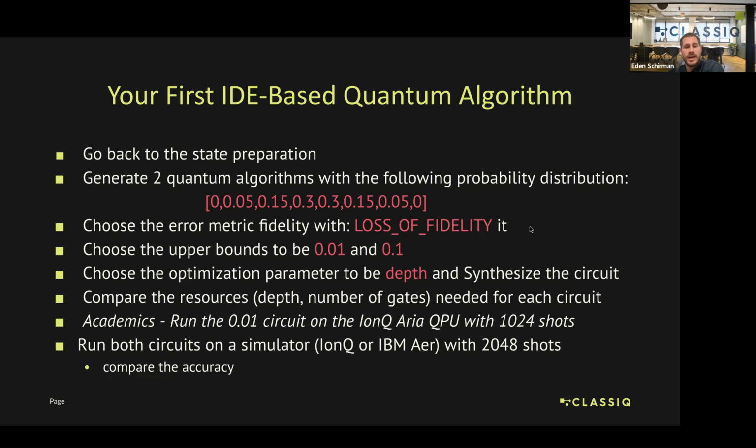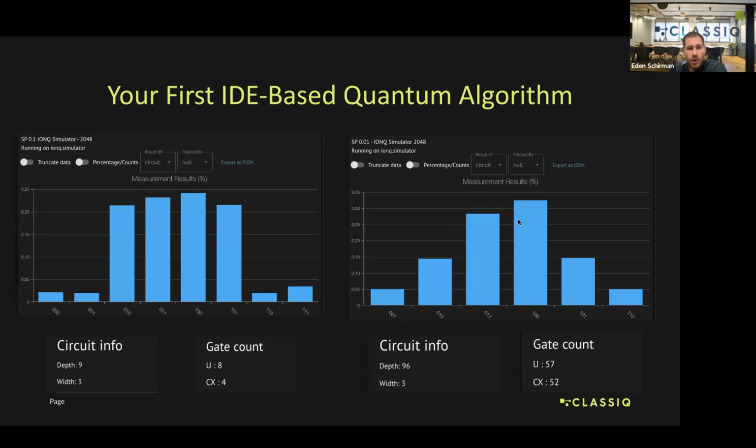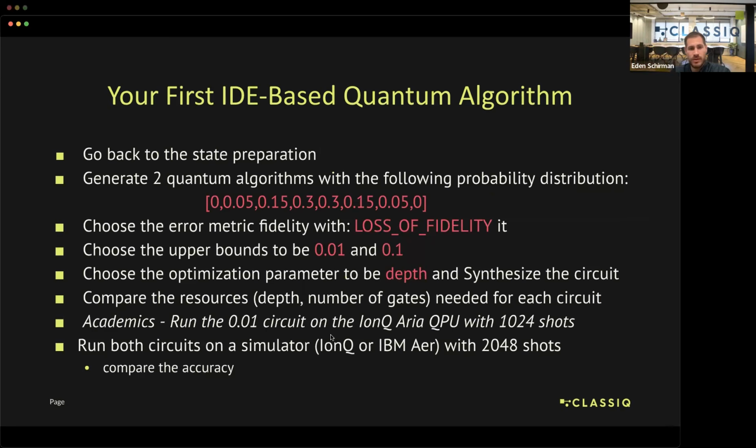So before I go and show live how it should be, this is what we expect to receive. So 2 quantum algorithms, at the end, 2 probability distributions, one for the less accurate algorithm with 0.1 error bound of fidelity, and one for the more accurate one, and to compare the resources for the 2. So this is the final result that we want to have. And now let's take 5 to 10 minutes and try to do it. And we are here to help you with questions.